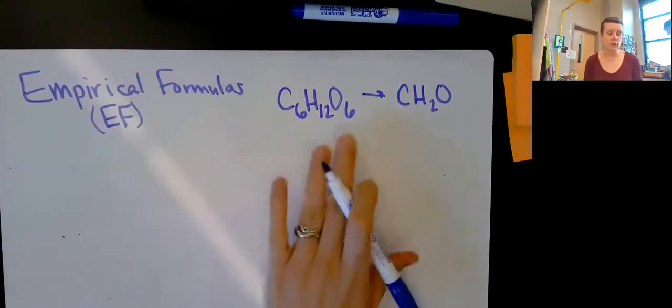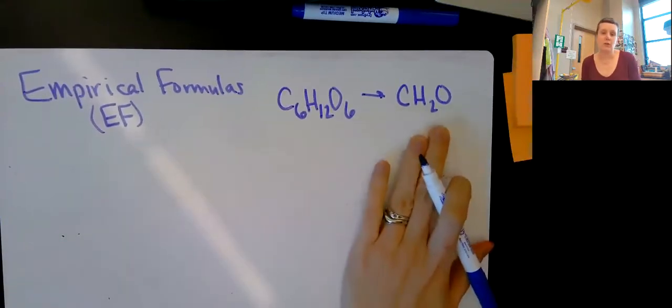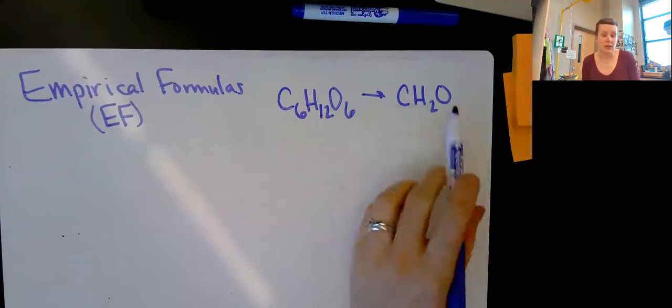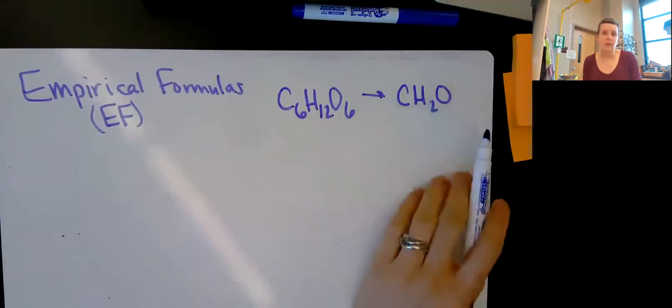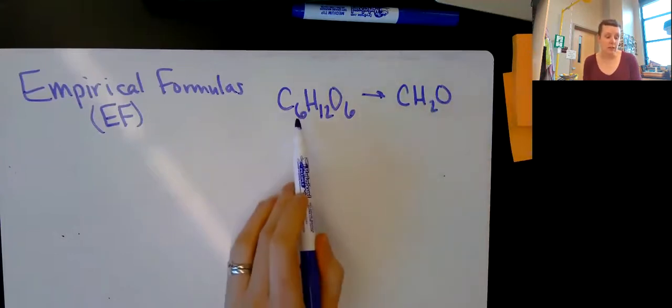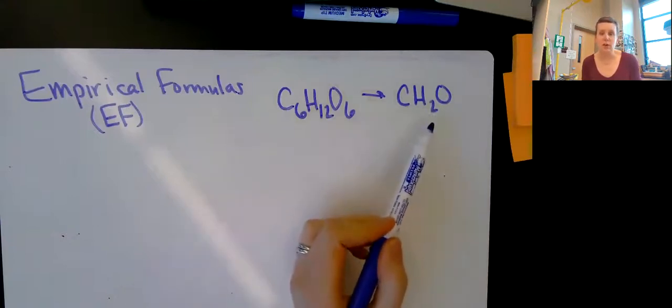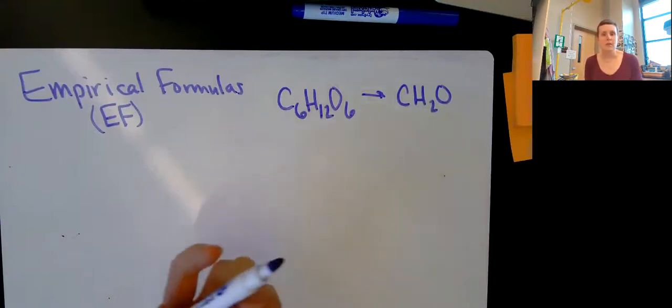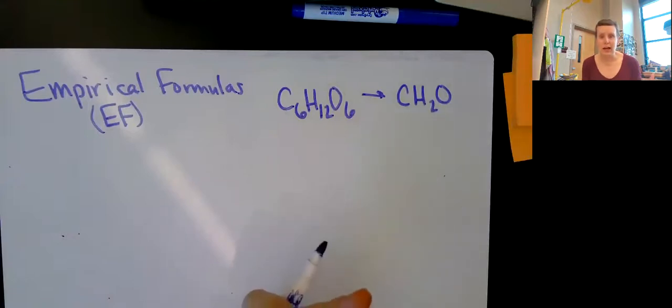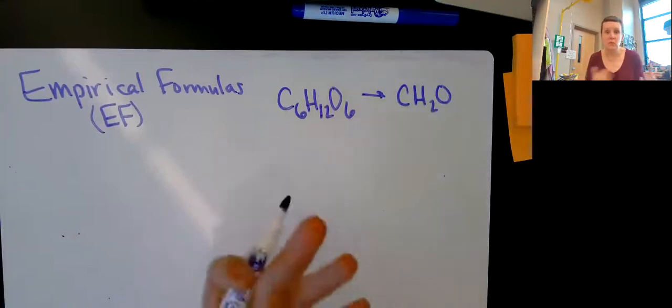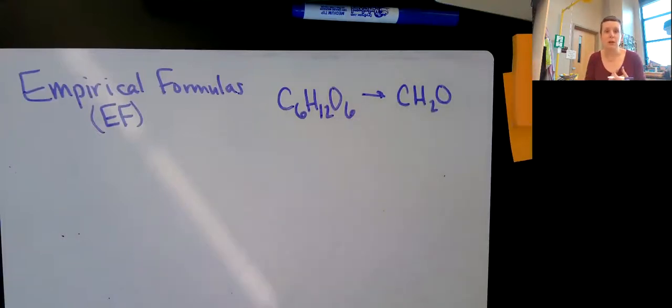So if you can reduce the formula, that reduced version of the molecule is the empirical formula. Now, it doesn't actually exist this way. Glucose has six carbons, 12 hydrogens, and six oxygens for every molecule, but its reduced ratio is this, okay? Some molecules automatically exist as a reduced ratio, and so their molecular formula and their empirical formula are the same, like H2O, 2:1. That's an empirical formula, but it's also the molecular formula.